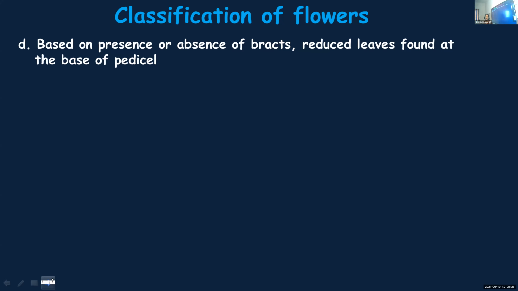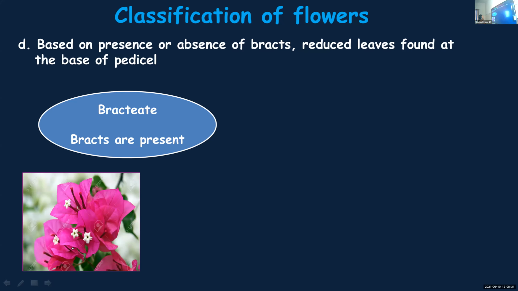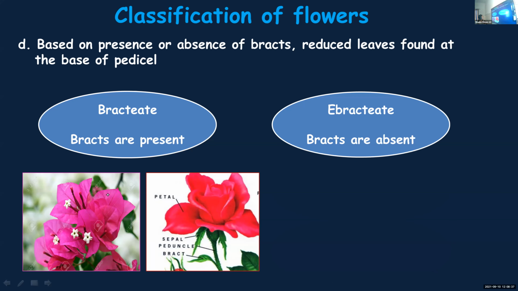So based on the presence of these bracts, you can classify flowers into 2 types, bracteate flower and ebracteate flower. So in rose flower, you can see those bracts.